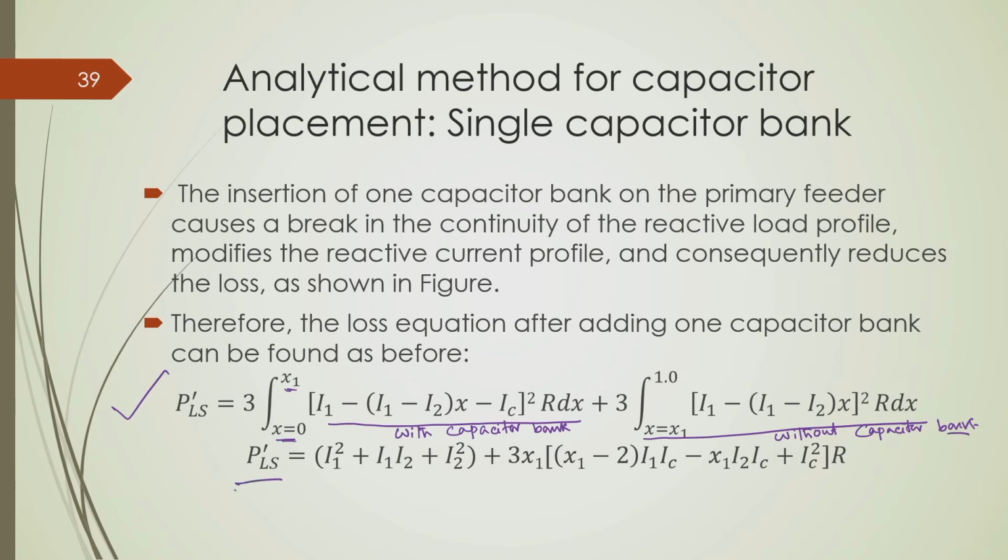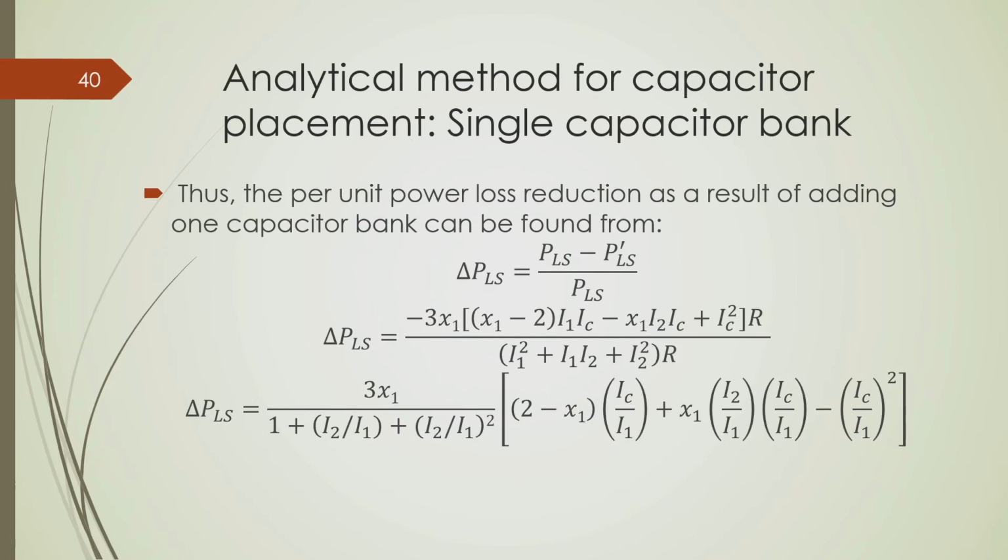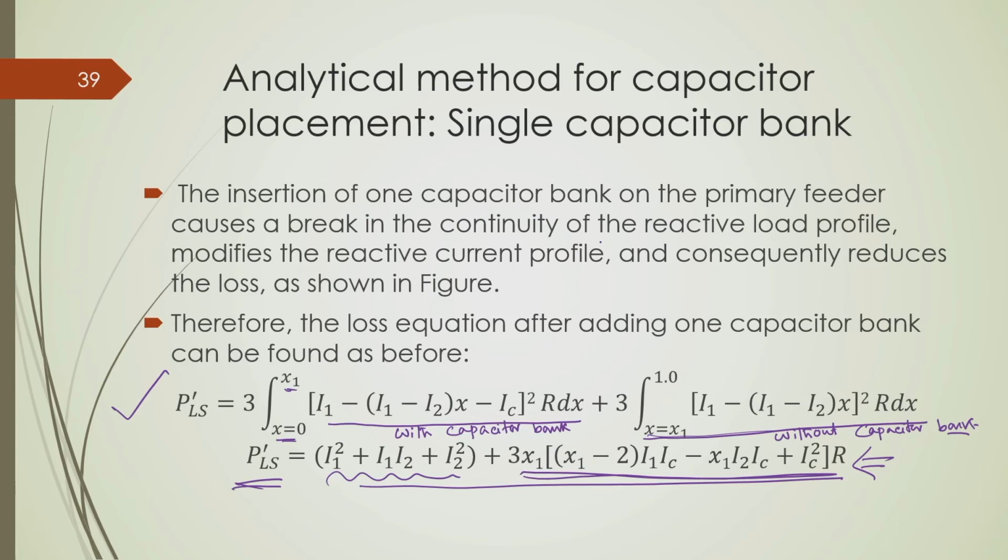We will get PLS dash is equal to that expression. If you do this integration, you will get that characteristic. So, this part will be as usual the previous expression, that is this part, and this part is the additional expression. Now, what we will do? We will take the difference of this PLS dash, which is the power loss due to the capacitor bank placement at distance x1 from the substation.